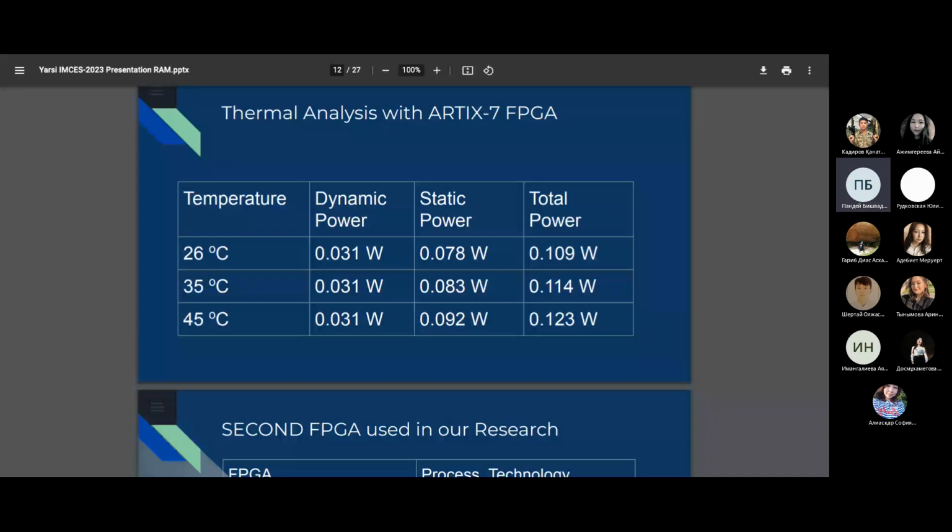45 degrees Celsius: dynamic power 0.031 watt, static power 0.092 watt, total power 0.123 watt.